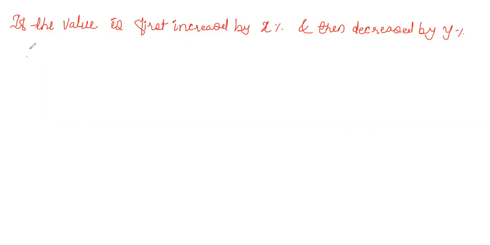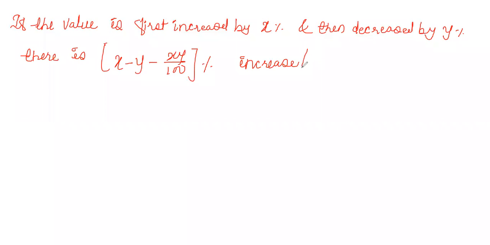Then there is X minus Y minus XY divided by 100, percent increase or decrease. Increase or decrease according to the positive or negative side respectively. Okay, so let us see, we are using this formula here for either decrease or increase. Okay, so let's take an example of it.